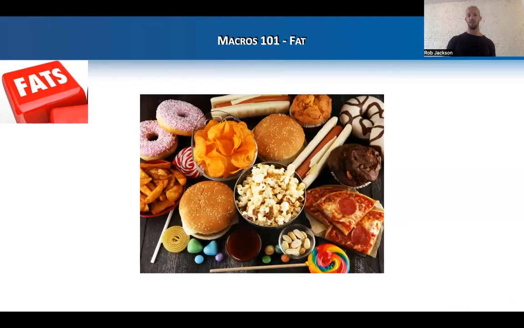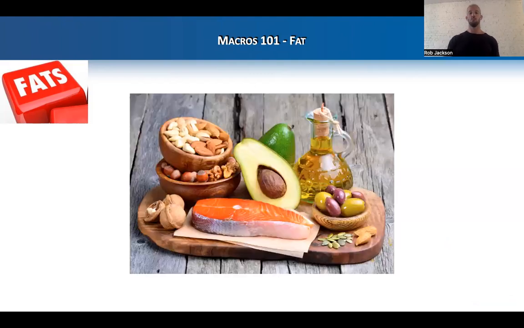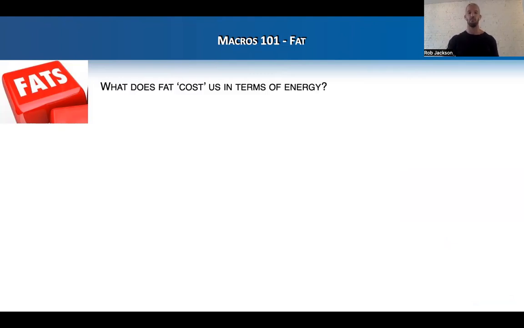And again, when we think of fat, we tend to think of things like burgers and donuts and fries, etc. But we also should consider those which are, I'll use the term healthy fats. So we're talking avocados and salmon, olive oil, nuts and seeds, etc.